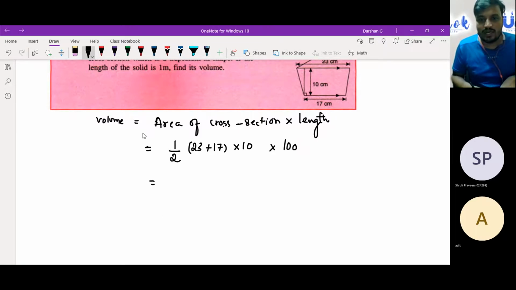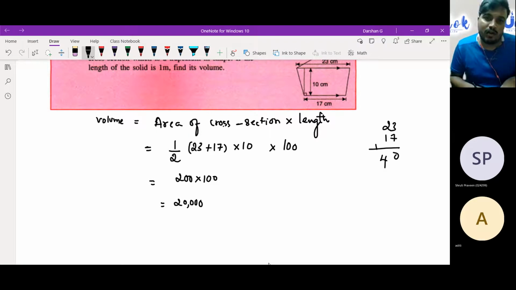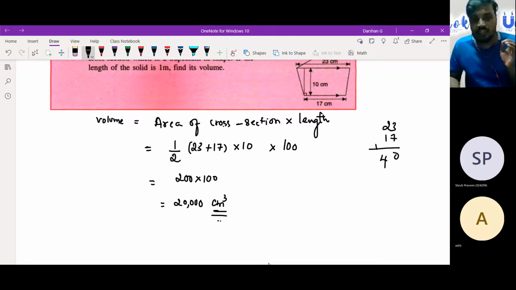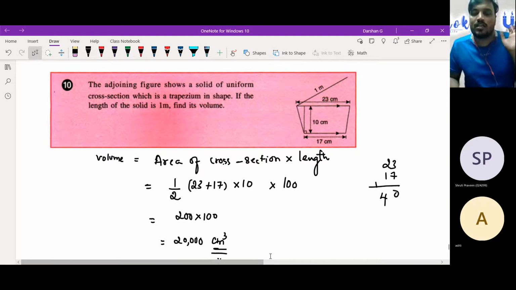So it is 23 plus 17. That would end up to be 40. So 40 divided by 2 is 20. 20 into 10 is 200. 200 into 100. The answer would come up to be 20,000. 20,000 what? 20,000 centimeter cube. That is the volume of this given solid.